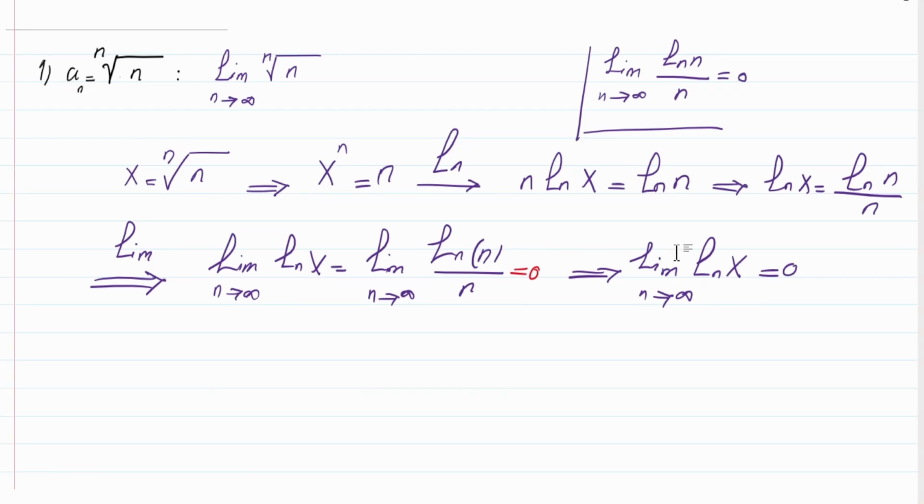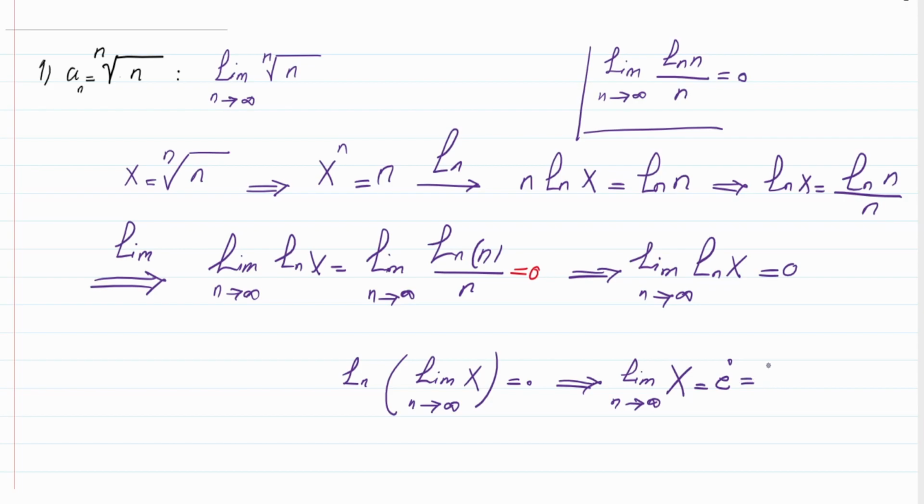In our previous video, we have learned that the limit passes through the continuous function. So based on the continuous function theorem, we can rewrite the expression like this. The ln of the limit as n approaches infinity of x is equal to 0. And based on the log rule, we know that the limit as n approaches infinity of x is equal to e to the power of 0, which is equal to 1.